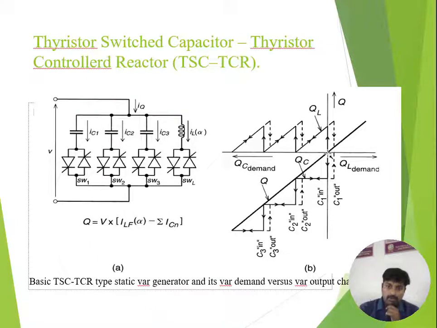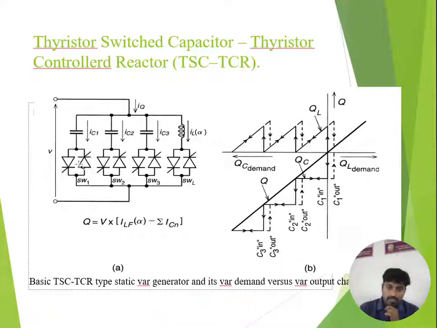From this operation, you clearly see that the three capacitors are not operated. Only inductive power will be injected into the transmission system. That is represented from here, 0 to this value. This is purely inductive. Once the inductive reactive power and capacitive reactive power are all not operated, it comes to 0. Then if you switch on SW1, that means the capacitor is in on condition.